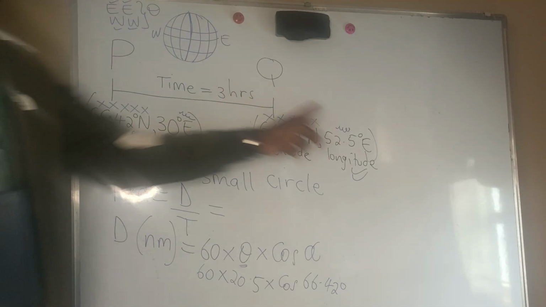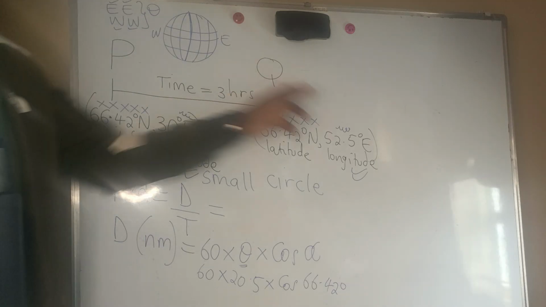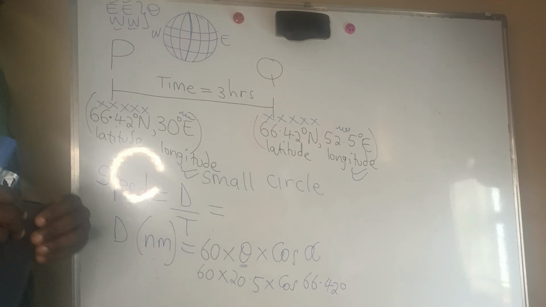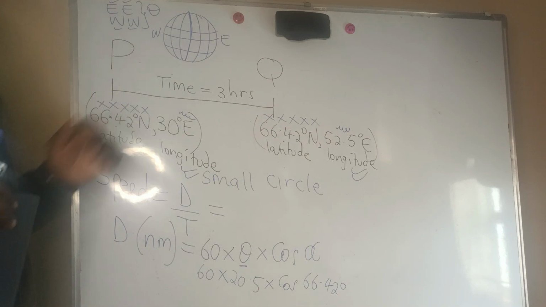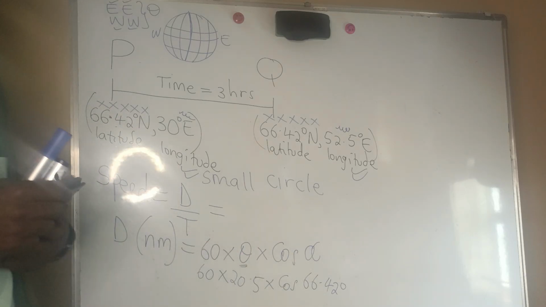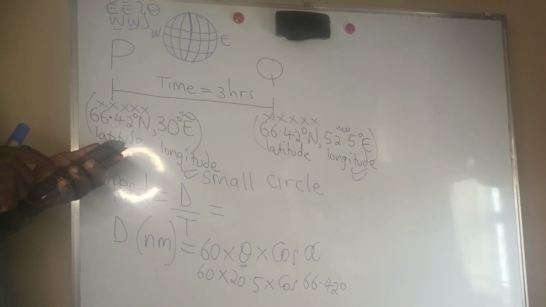What do I do? Just subtract this from this. Then I'll be able to get the theta. So I'll just say 52.5 minus 30. That gives me 22.5. That becomes the theta, times cos alpha. Alpha is the latitude onto which those 2 points lie. So our alpha is 66.42. So I shall just come here and say 60 times 20.5 times cos 66.42.